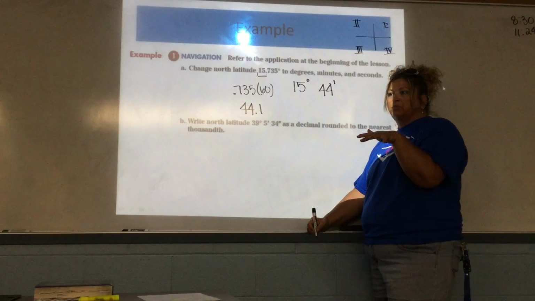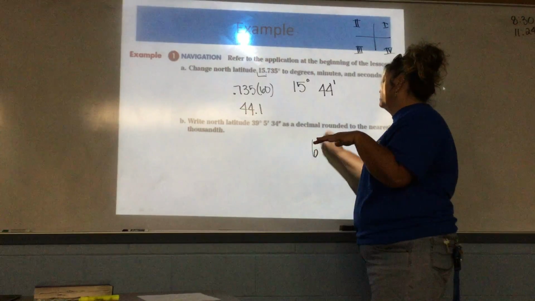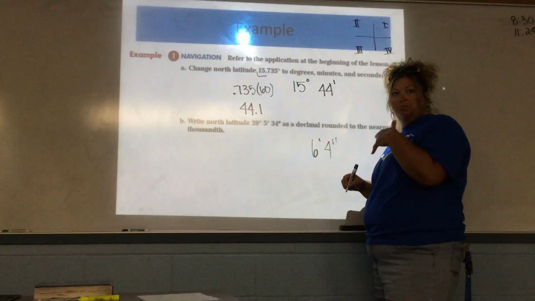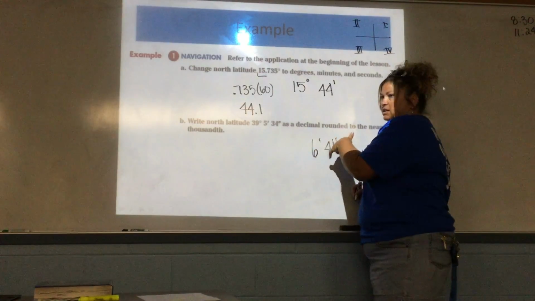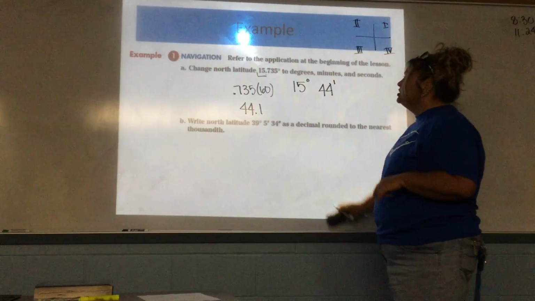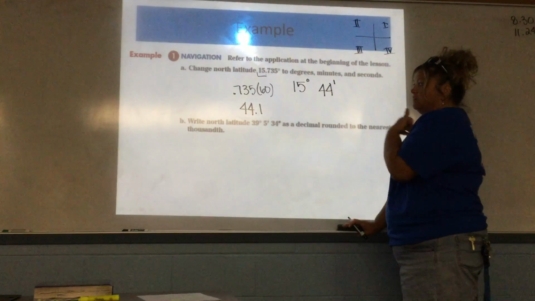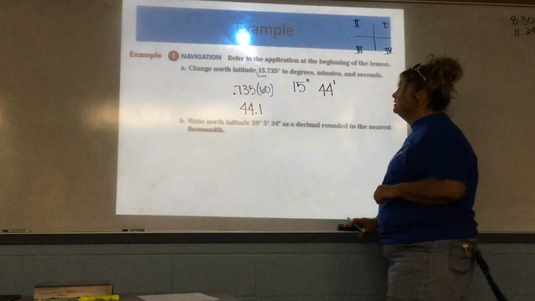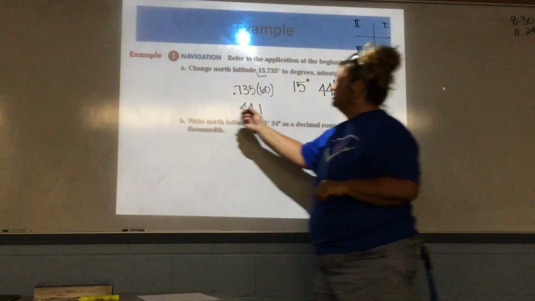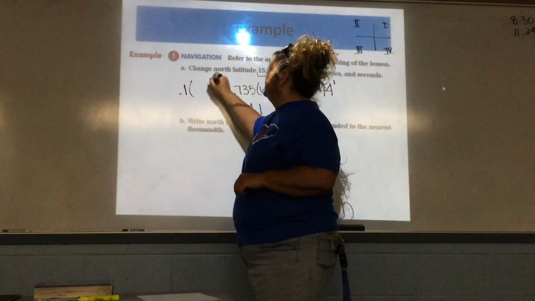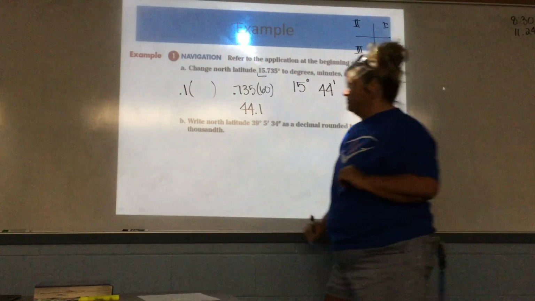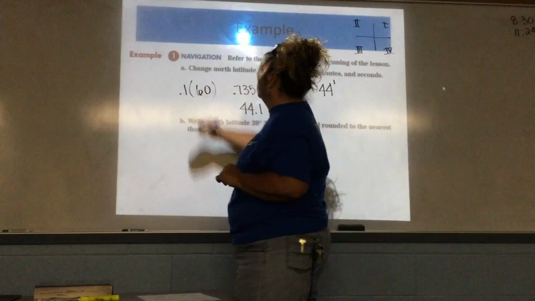So when we talk about someone's height, let's say they're 6'4". This is kind of going to be the same thing with minutes and seconds. It's going to go minutes and then seconds. So we're going to take that same process, and take what's after the decimal point. So we're going to take 0.1. And how do you think we're going to get seconds? Multiply it by 60 again, and what do you get?